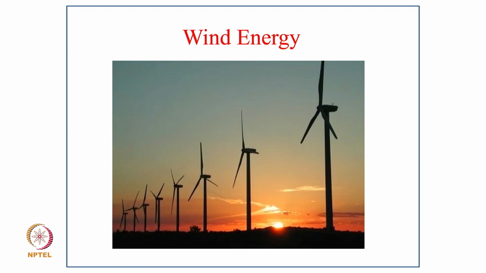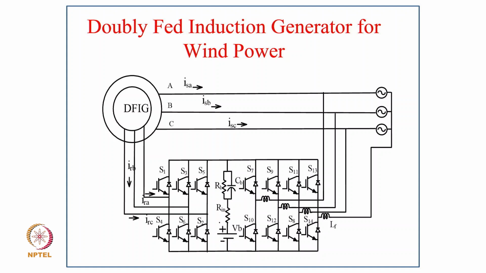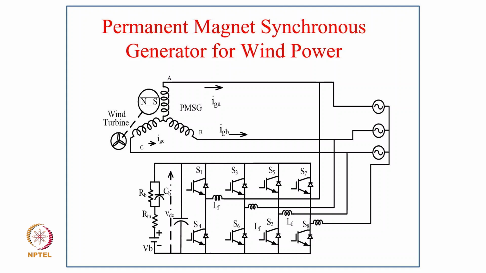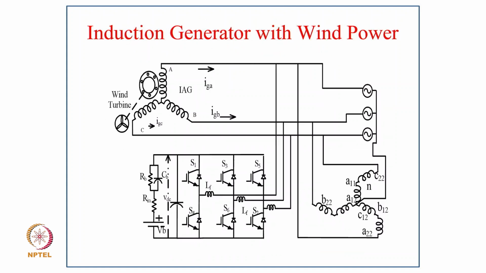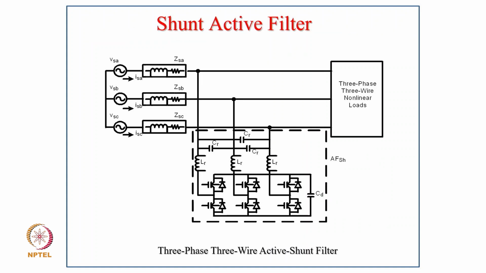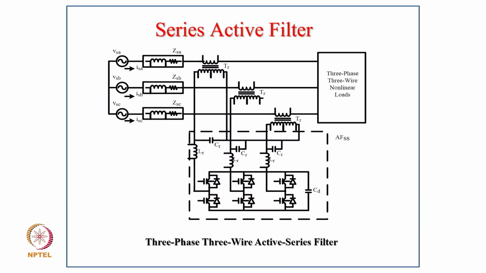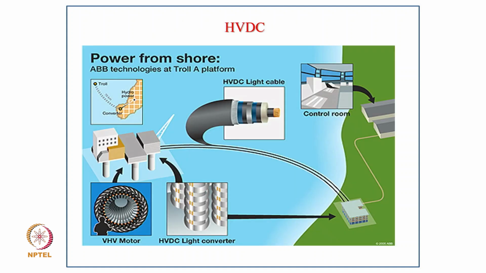Then the wind energy conversion system of different kinds, and typically a doubly fed induction generator for wind power generation. Then the permanent magnet synchronous generator for wind power generation. Then the permanent magnet brushless generator, and then the induction generator for wind power generation. Then shunt active filter for power quality improvement, and series active filter for voltage harmonic compensation and unbalanced voltage regulation. And then in HVDC, the voltage source converter based HVDC system is also called HVDC Light by ABB, and HVDC Plus by Siemens.